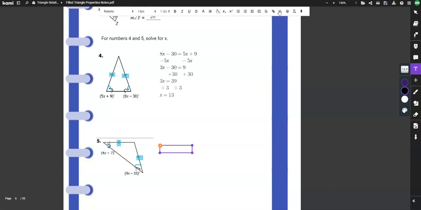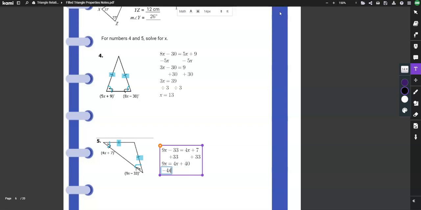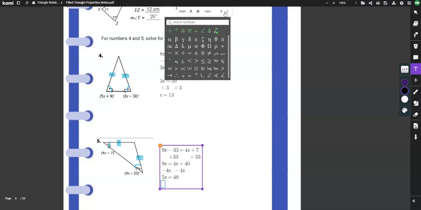So again, I can set these two expressions equal to each other. So we have 9x minus 33 will be equal to 4x plus 7. And I'm going to add 33 to both sides, which is going to give me 9x is equal to 4x plus 40. Subtract the 4x from both sides. And I'm going to have 5x is equal to 40. Divide both sides by 5, and we get x equals 8.